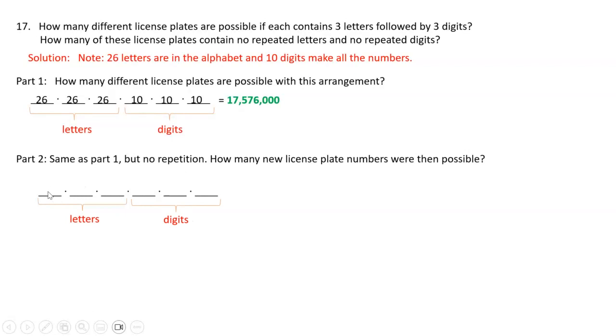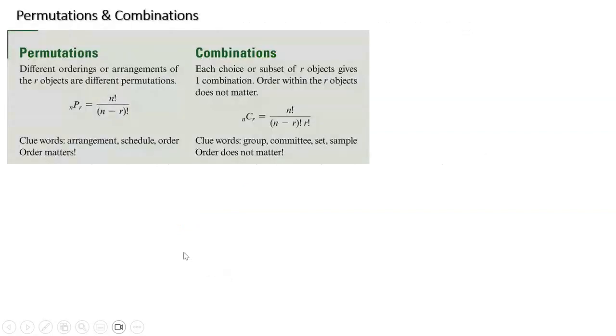So if they cannot repeat, 26 can go here, right? All the way from A to Z can go here, 26. But if they cannot repeat, there'll be 25 and 24. The same rule applies for the digits. So we start with 10 digits, and it's going to be 9, and then times 8. We multiply all those numbers out. It will give us 11,232,000. That's number 17 on the review that I assigned my students.